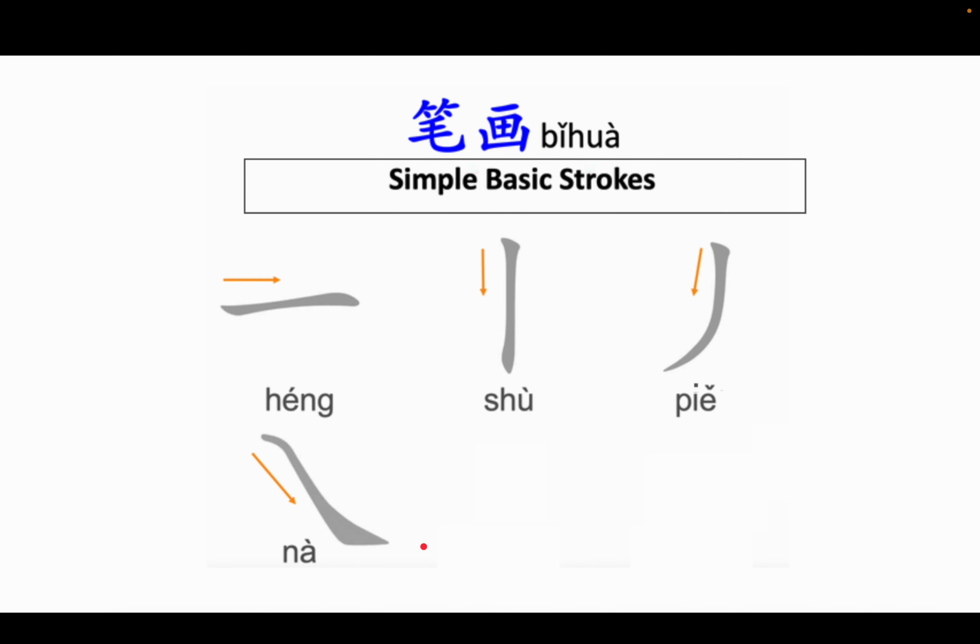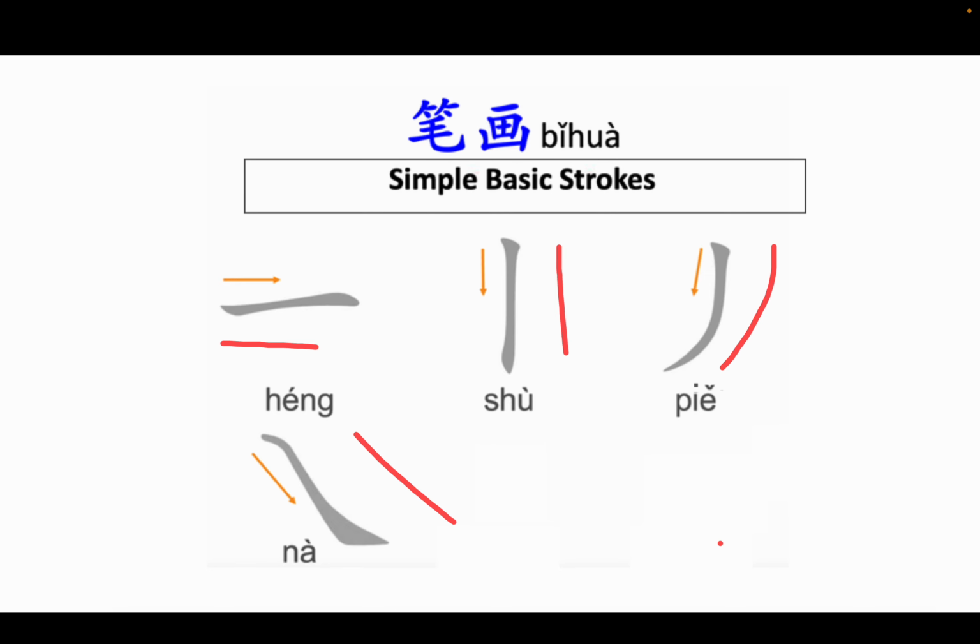Notice that when we write those strokes, we are now using a writing brush. So when we write 捺, this is how we write it. And for 撇, this is how we write it. Alright, of course, the same applies to 横 and 竖.